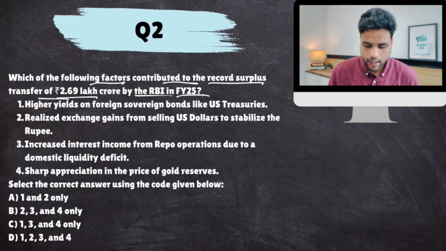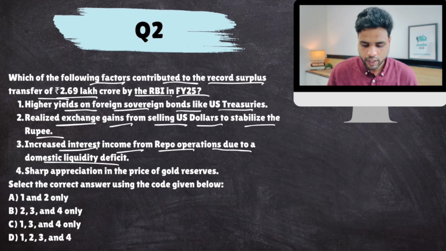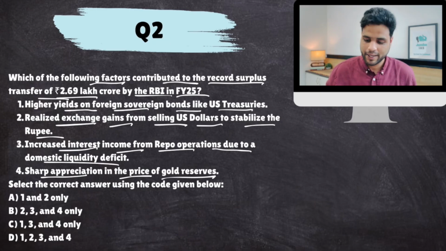How? Higher yields on foreign sovereign bonds like US treasuries, realized exchange gains from selling US dollars to stabilize the rupee, increased interest income from repo operations due to domestic liquidity deficit, sharp appreciation in the price of gold reserves. Okay, so how does RBI earn money? So first, let's start with topic number 4.